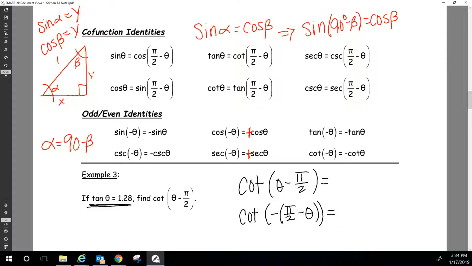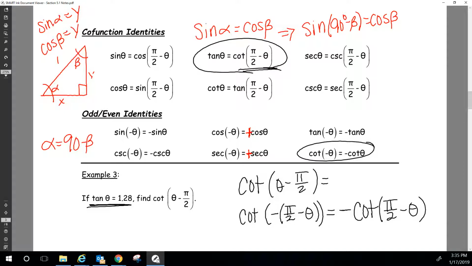All right, and then our odd even identity, here we are over here, says that if I have cotangent of a negative angle, I can rewrite it by pulling out that negative, and it's minus cotangent of the positive version of the angle. Still not at a point where I've got tangent, but I'm finally at a point where I've got negative 1 times this cotangent. This guy here, from my identity right here, this guy is equal to tangent theta. So this guy is equal to tangent theta.